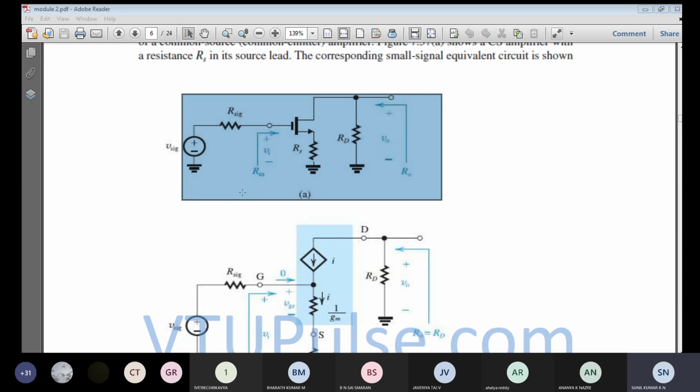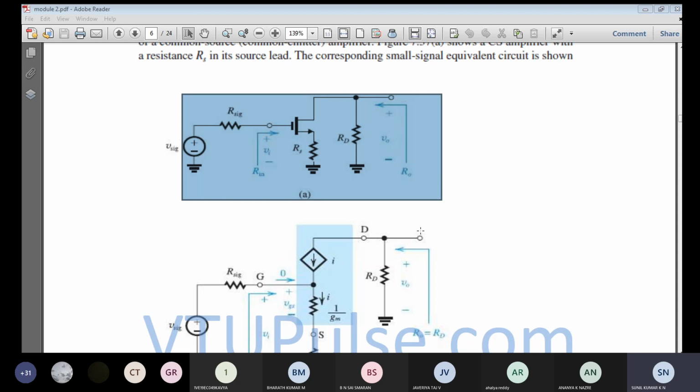Now we can see what the current is which will be flowing. V is equal to IR, right? So now I need to see what is the current that is flowing, I. V is equal to IR, so I is equal to V by R. So V divided by R, so Vgs divided by 1 over Gm. So again the current will remain the same as Gm times Vgs.